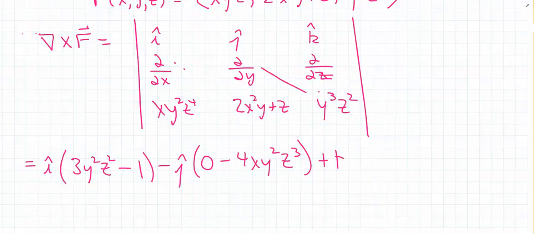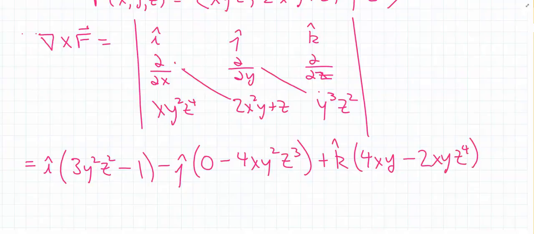And then finally, I'm at the last one where I'm going to take the partial with respect to x. So this is going to be 4xy. And then the partial with respect to y, that's going to be 2xyz to the fourth. And that is the curl. What this curl does is provide information about rotational aspects of motion. As we go along, we'll learn more about this curl. But right now, this is the basics.